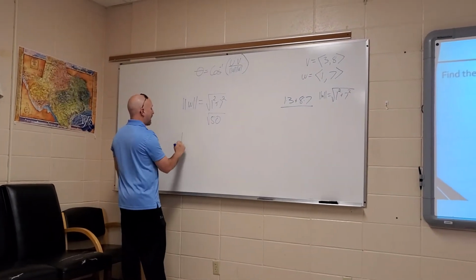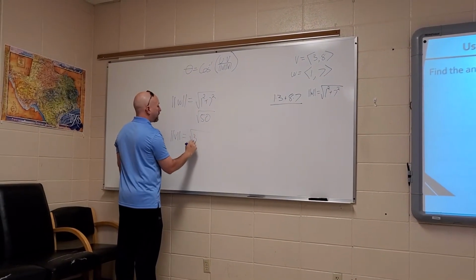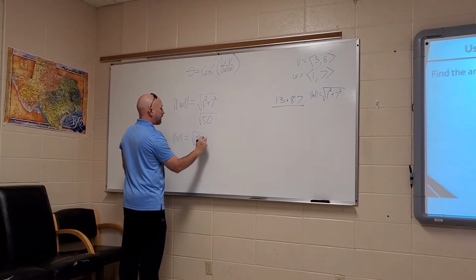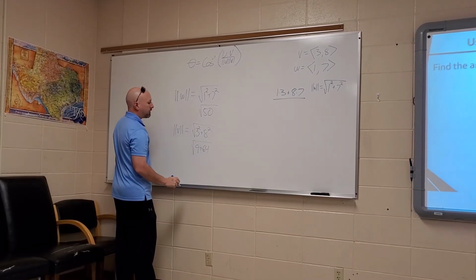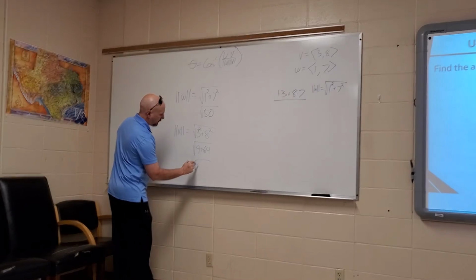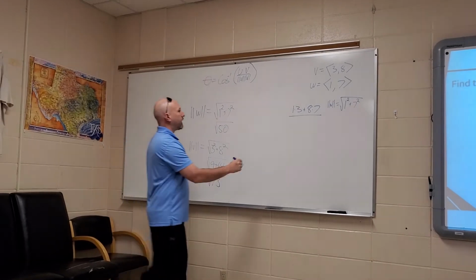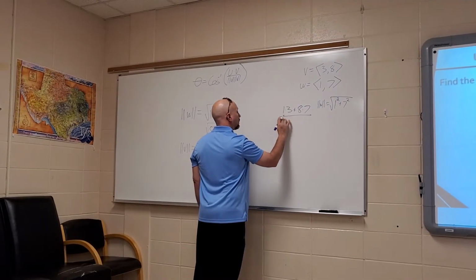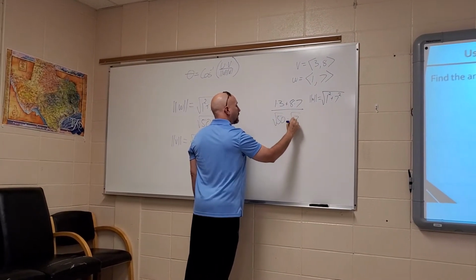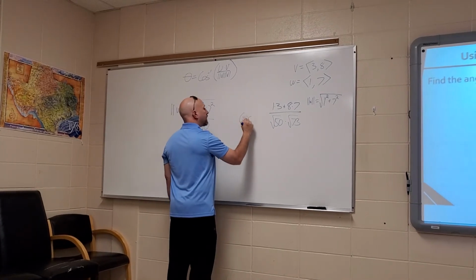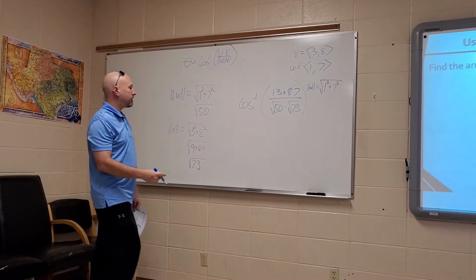Okay, and then the magnitude of V is the square root of 3 squared plus 8 squared, which is the square root of 9 plus 64, which is the square root of 73. So then this is square root of 50 times square root of 73. And we just take the cosine inverse of all this, and it'll give you the solution.